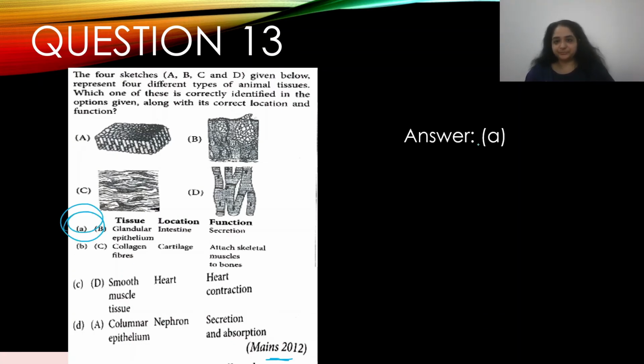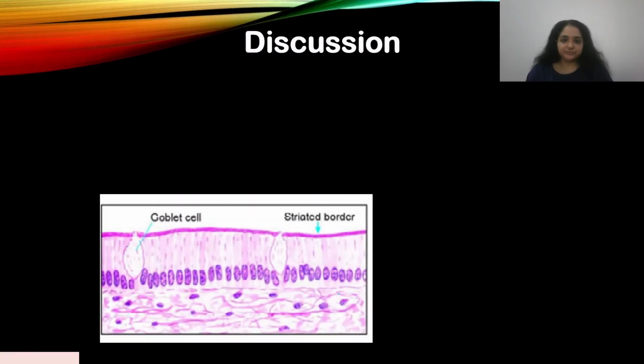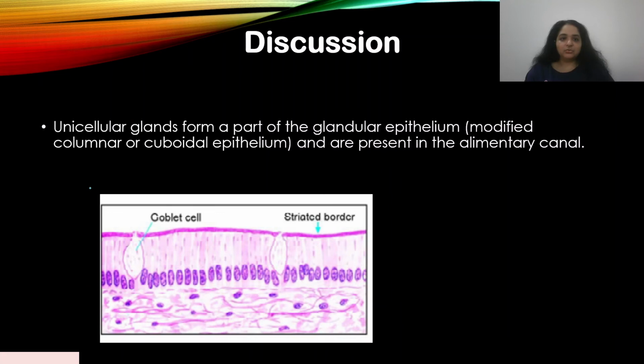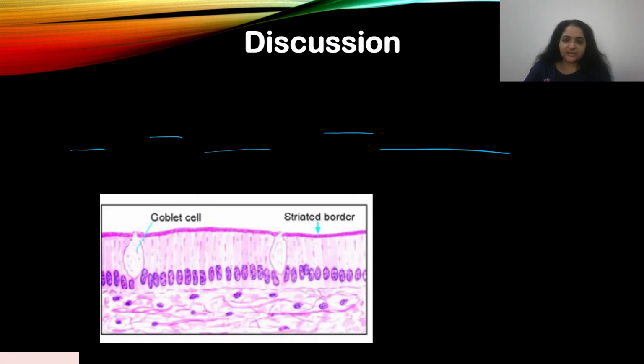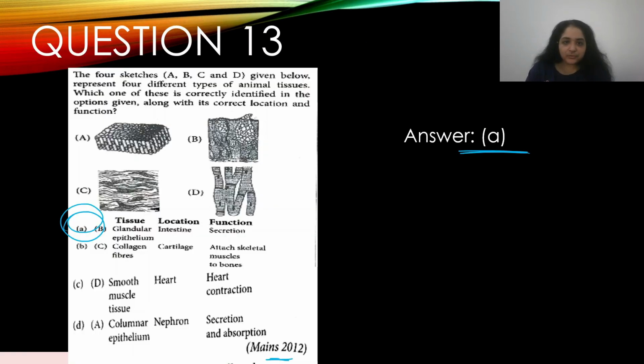Answer A. Let's go to discussion. So, unicellular glands form a part of the glandular epithelium. Modified columnar or cuboidal epithelium are present in the alimentary canal. For example, you have a glandular epithelium like goblet cells. And I think the diagram given over there is that of a multicellular gland. No, it's of a unicellular gland.